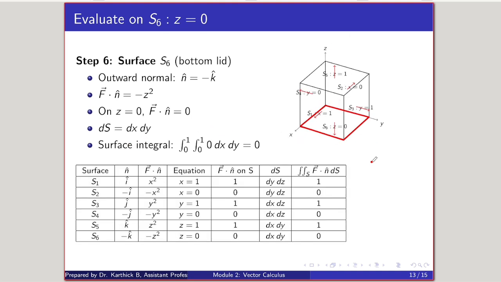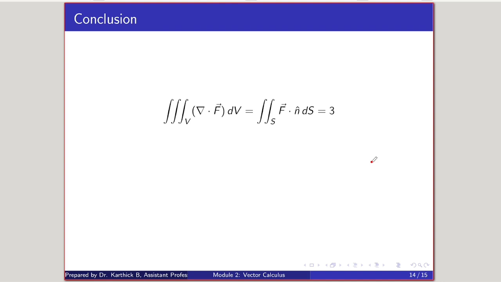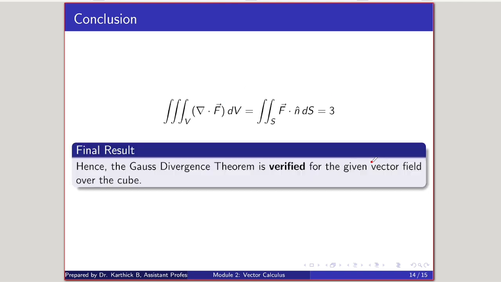So finally we find all the values with respect to all the 6 surfaces. If you add up all the 6, I'm getting the value 3. 1, 1, 1. So finally RHS and LHS are equal. This is the RHS part, this is the LHS part. So finally it is equal to 3. Hence the Gauss divergence theorem is verified.